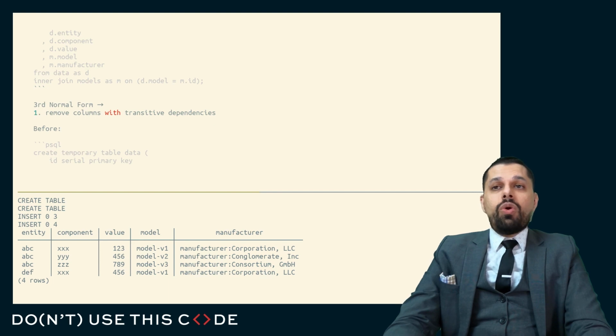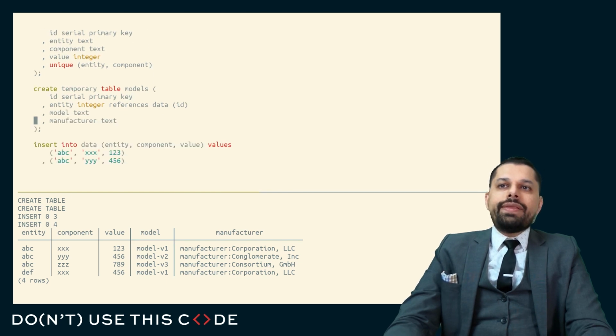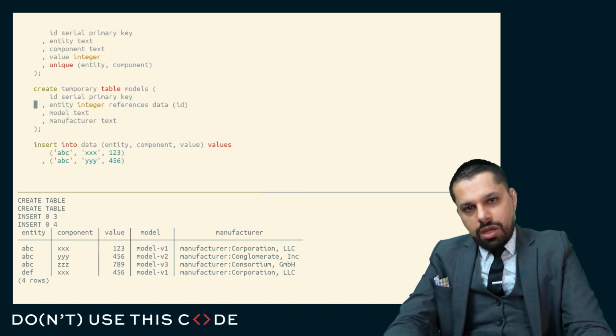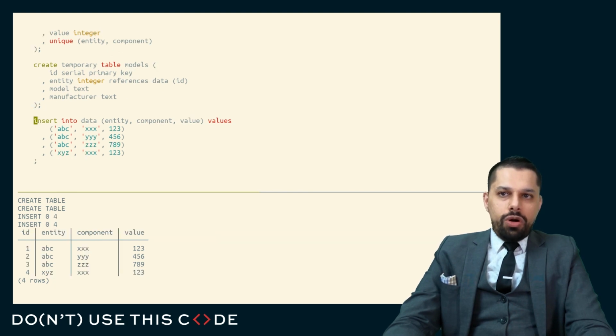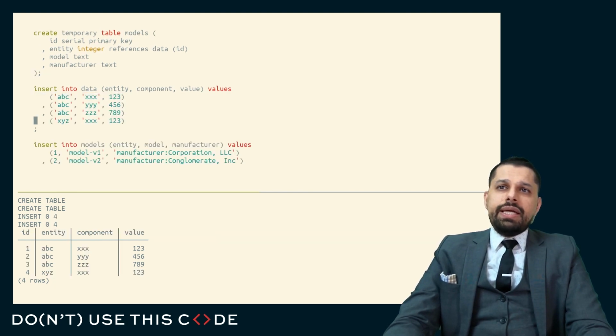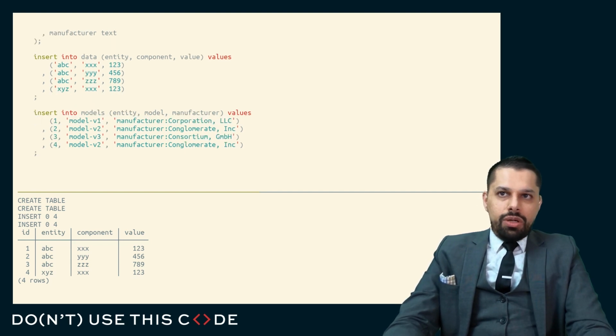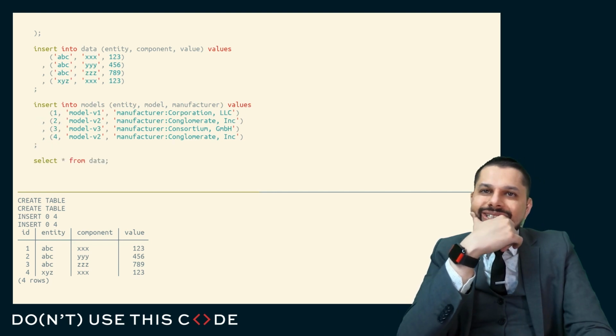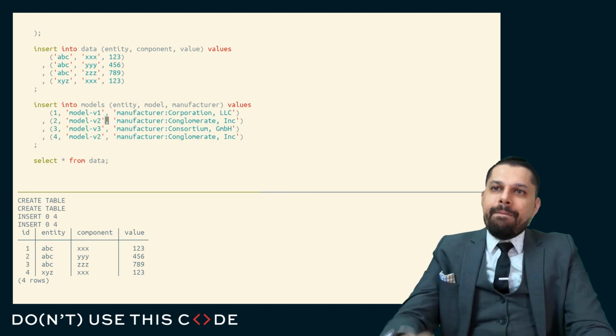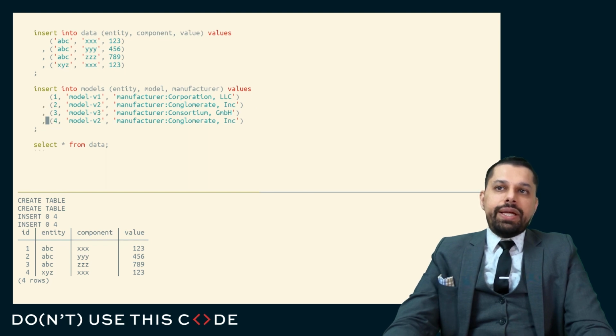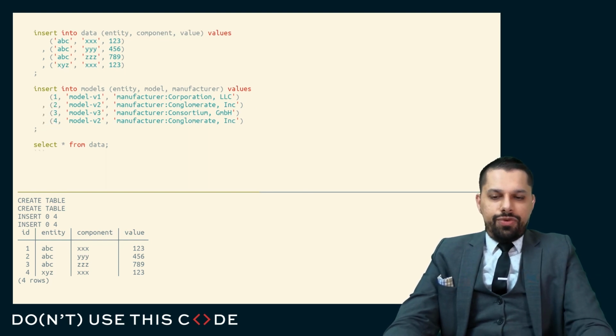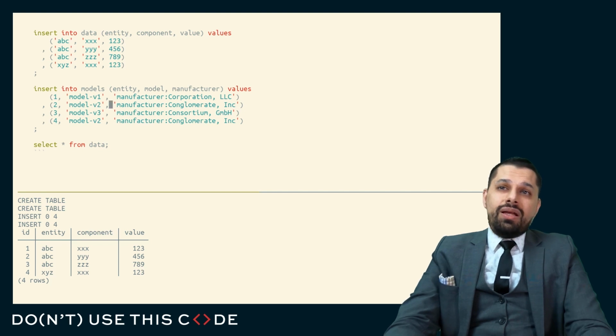In the third normal form, we're looking to remove columns with transitive dependencies. So we're looking to remove columns where that column depends on something which depends on the primary key. Again, in this before modeling, we can see we have each entity component value combination, and each model manufacturer combination. In this particular use case, we can imagine the primary key here is just the unique identifier for the model, we have a name associated with it, and then tied to that name, we have some manufacturer.